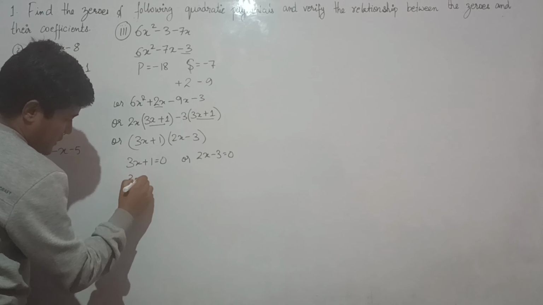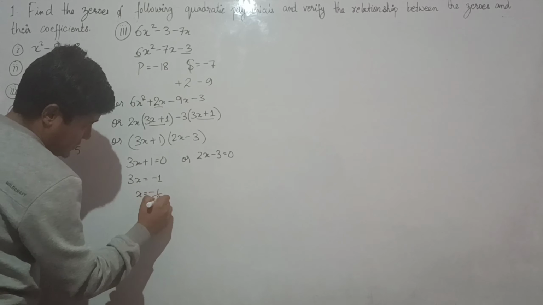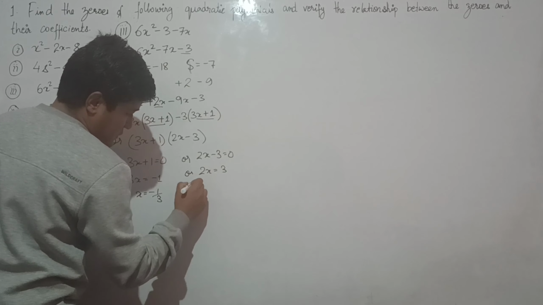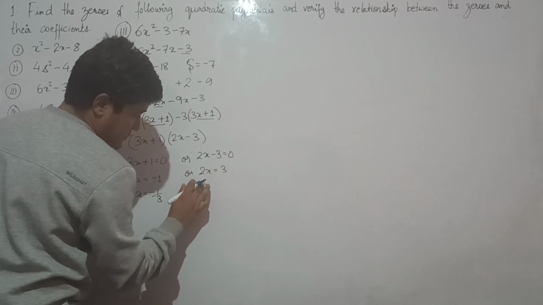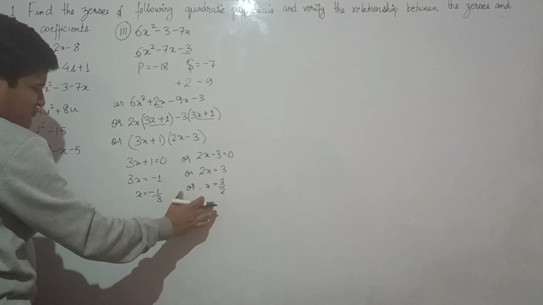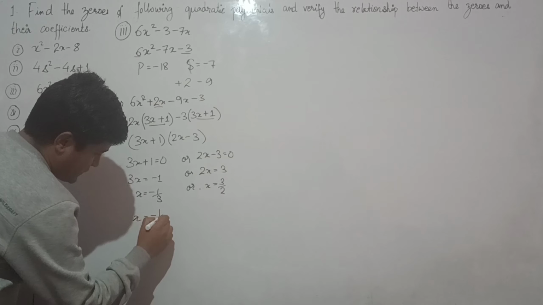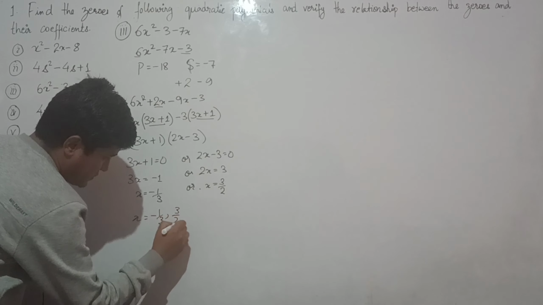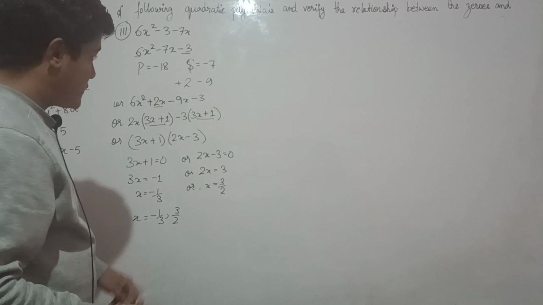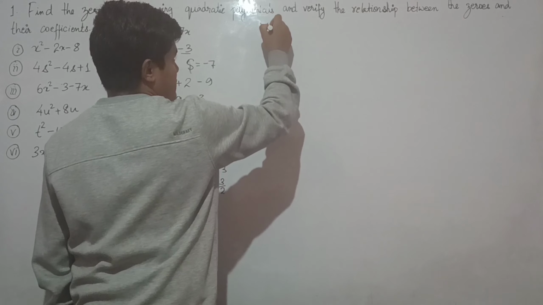So this gives 3x equals to minus 1, or x equals to minus 1 by 3, or 2x equals to plus 3, or x equals to 3 by 2. So these are the zeros. The values of the zeros are minus 1 by 3 or 3 by 2. Now we calculate the sum of zeros and product of zeros and check with the formula. So that is verification.